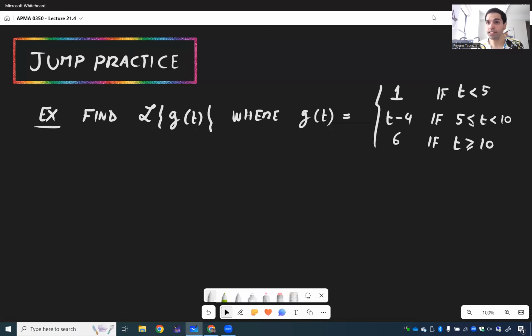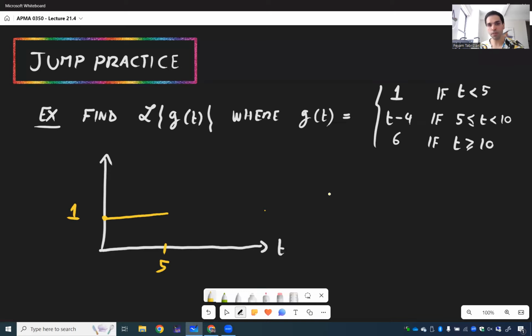Let's practice with the techniques we've learned so far, because I know it's a lot. So let's find the Laplace transform of the function g, where g is in terms of jumps. So what the picture looks like is as follows. Again, this is t. And you start at 1 until t is 5.